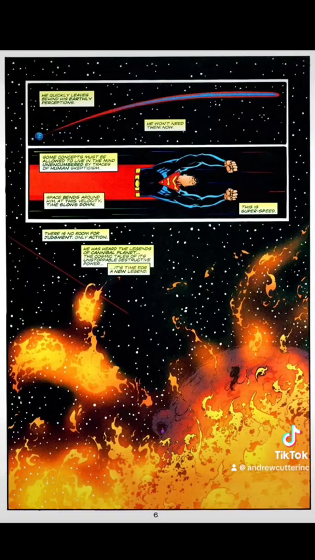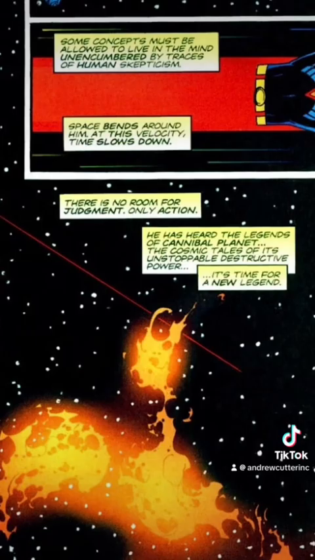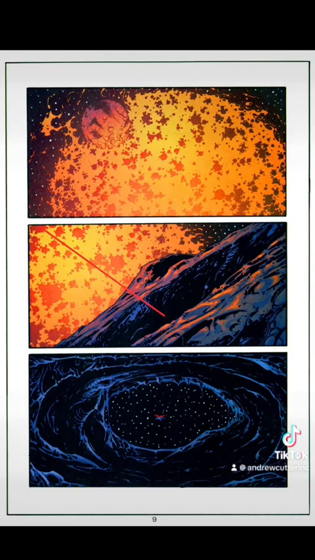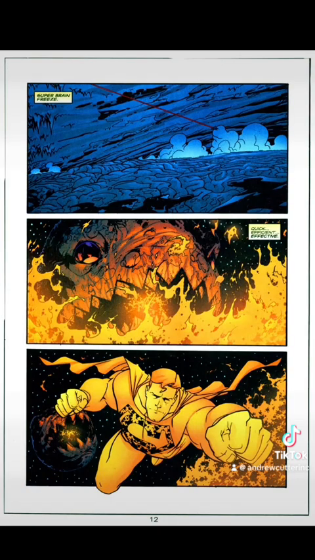If we look at the page beforehand, where Superman is traveling to the cannibal planet, we see that Superman is moving at speeds that bend space and time around him just from his sheer velocity. As stated verbatim, space bends around him at this velocity. Time slows down. Superman continues these speeds into the cannibal planet and launches his frost breath at those speeds.